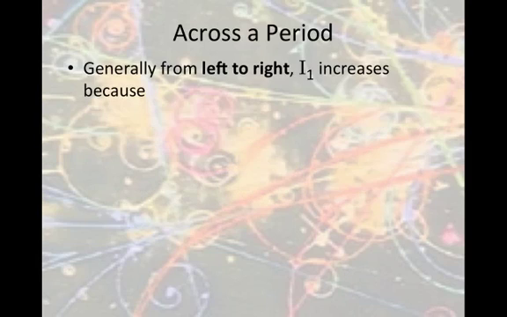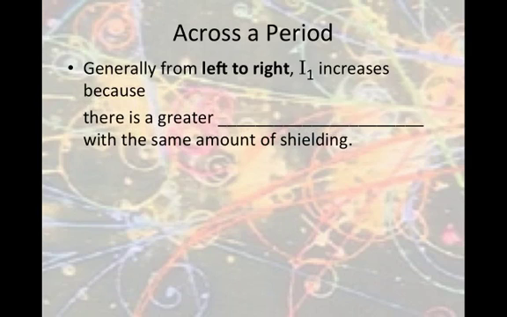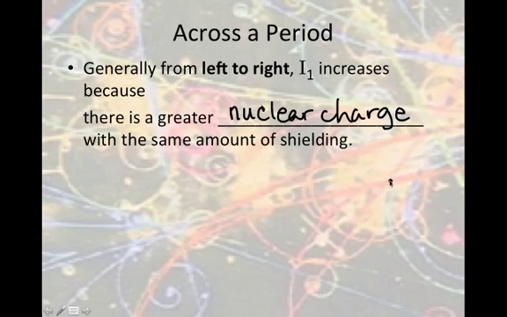So as we go across a period, remember periods are side-to-side rows, then as we go from left to right, the ionization energy is going to increase because, although shielding is constant, there's a greater amount of positive charge. So there's a larger nuclear charge as we go from left to right. So generally speaking, ionization energy will increase as you go from left to right.